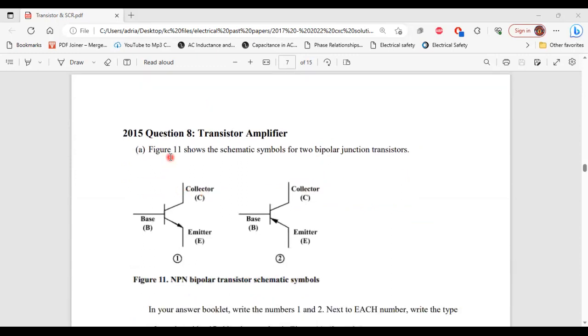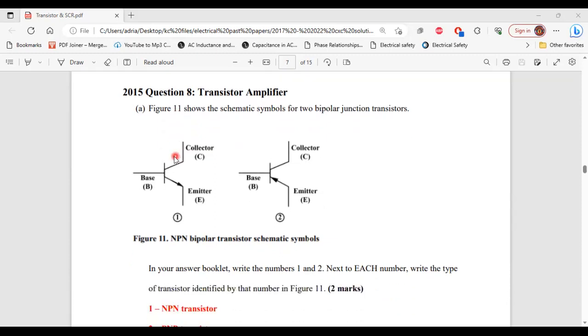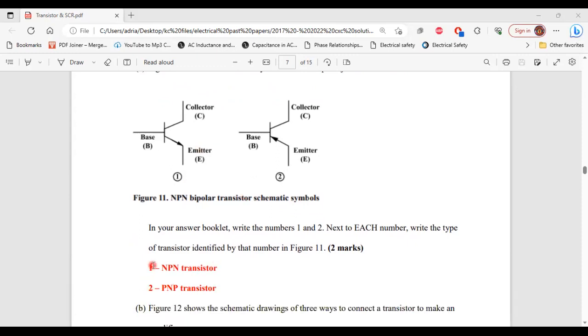So this is question eight from the 2015 past paper. Part A, it says that figure 11 shows the schematic symbols for two bipolar junction transistors. So here is figure 11 showing two bipolar transistors. It says, in your answer booklet, write the numbers 1 and 2. Next to each number, write the type of transistor identified by that number in figure 11.